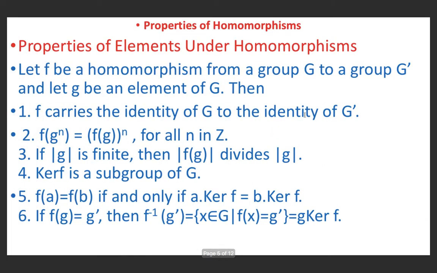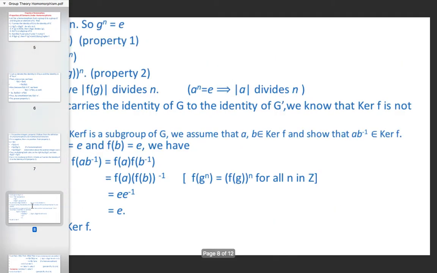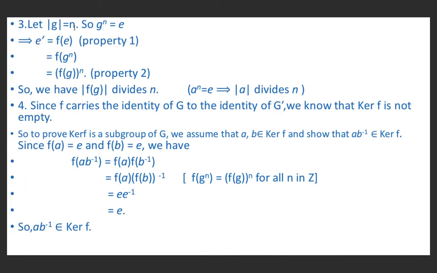Now the next, third property is: if G is finite, then the order of f(g) divides the order of G. The order of G is given to be finite. Let the order of G be equal to n. So g^n is equal to e, because if the order of G is n, then n is the least positive integer such that g raised to power n is equal to e, by definition of order of an element.